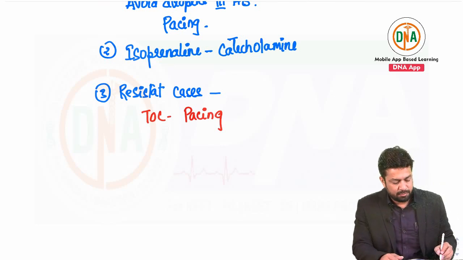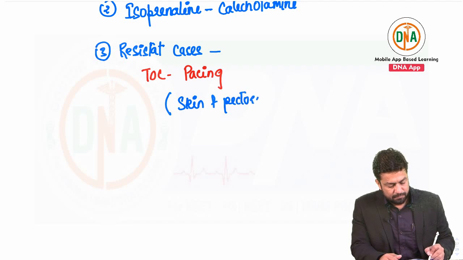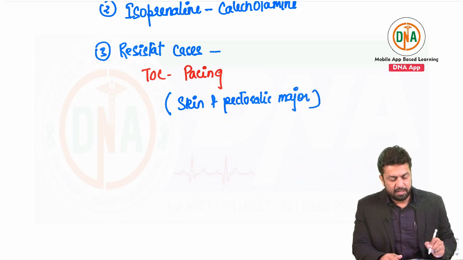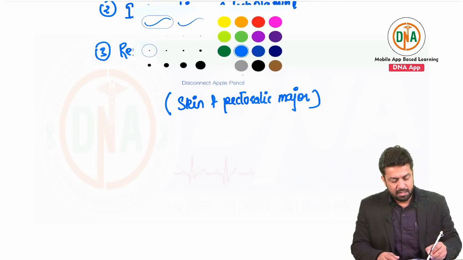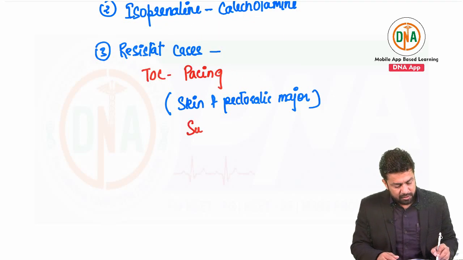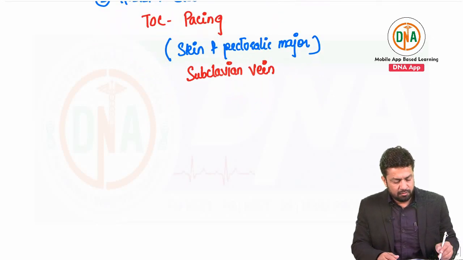Where do we implant the pacemaker? The pacemaker is implanted in the area beneath the skin and the pectoralis major muscle, guys. You put the probe, and the probe is sent through the subclavian vein.